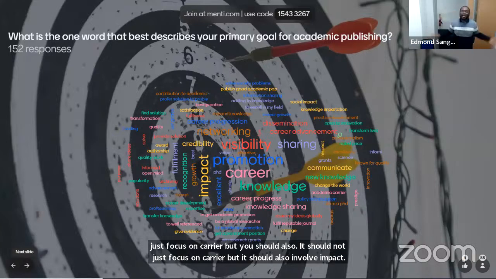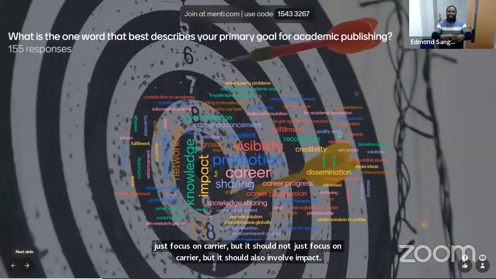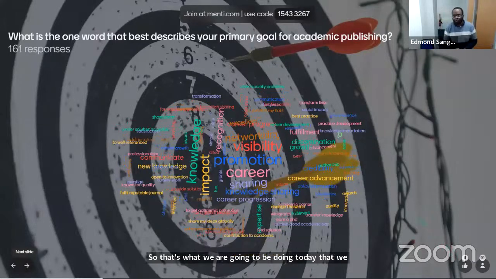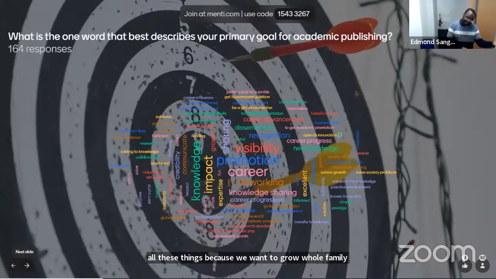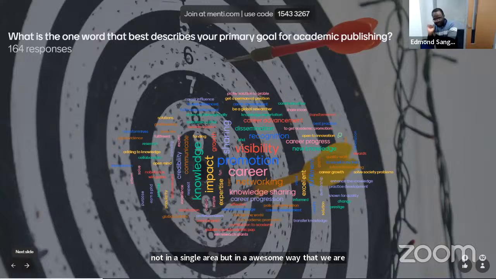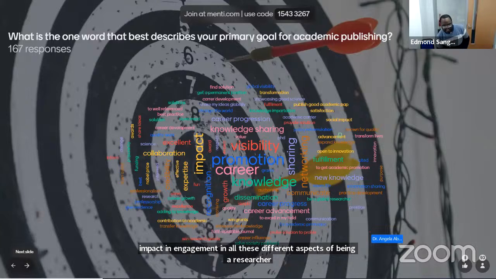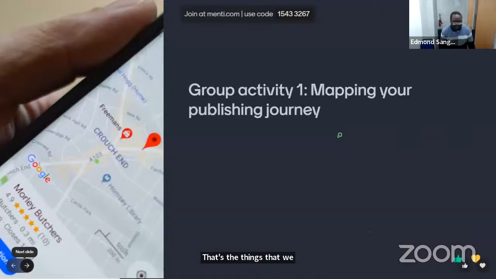So that's what we are going to be doing today: we want to develop a publishing strategy that encompasses all these things, because we want to grow wholesomely, not in a single area, but in a wholesome way, developing in research, in teaching, in societal impact, in engagement, in all these different aspects of being a researcher. So that's the goal of today's activity. Those are the things that we want to address today.